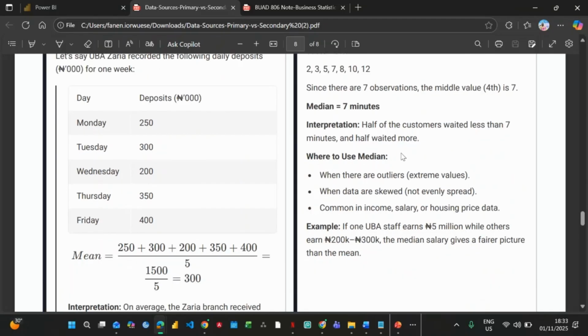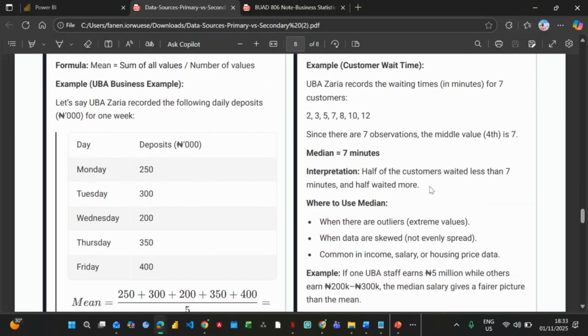So half of the customers waited less than 7 minutes, and half waited more than 7 minutes. That's what the data is telling you. Do you get it now? Half of it, which is 1, 2, 3 people, waited less than 7 minutes, and 1, 2, 3 waited above 7 minutes. So that is basically what that data is telling you.